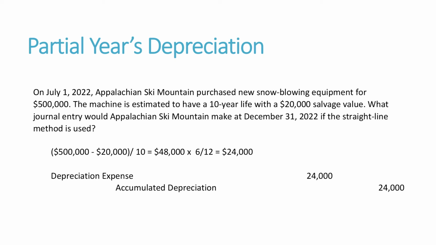So we're going to calculate our depreciation by saying $500,000 minus our $20,000 salvage value. So we're charging $480,000 to depreciation expense over the life of the asset. So if we take 480 divided by 10, we get 48,000, and then if we are going to only depreciate it for 6 months in 2022, we're going to take 6 over 12, or 1/2 of that number, and charge $24,000 to depreciation expense.